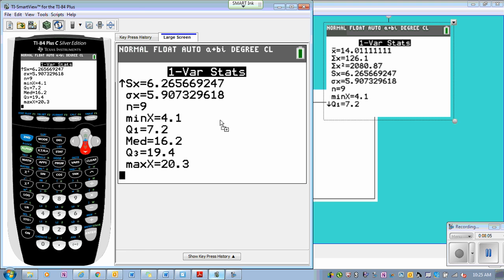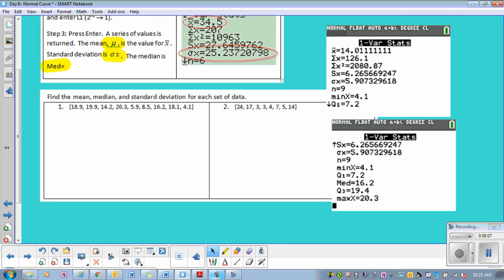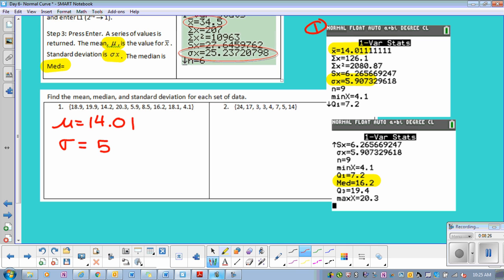And we have our median. All right. So we have our mu, we have our sigma, and we have our median. So this is all for number 1. So mu equals 14.01, sigma equals 5.91, and the median equals 16.2.